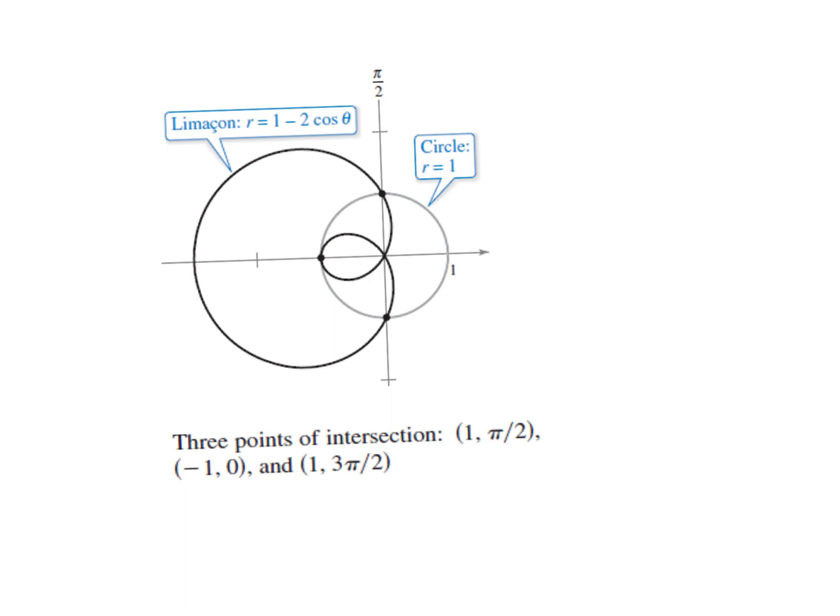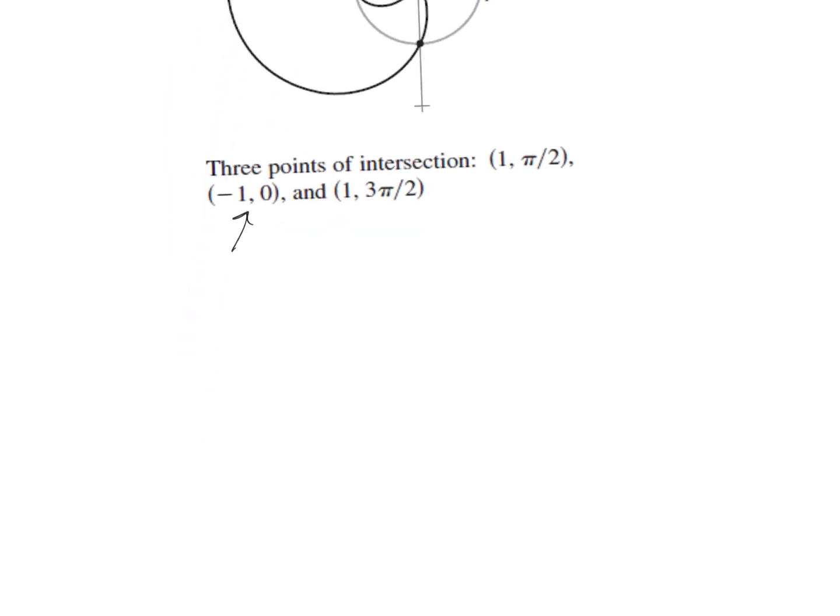Same thing, and you notice how they wrote their points. See that third point? They did it as -1, comma 0, which is the 0 angle. But if you had written it as 1, comma pi, it would also be correct. You just have to realize those are the same thing.